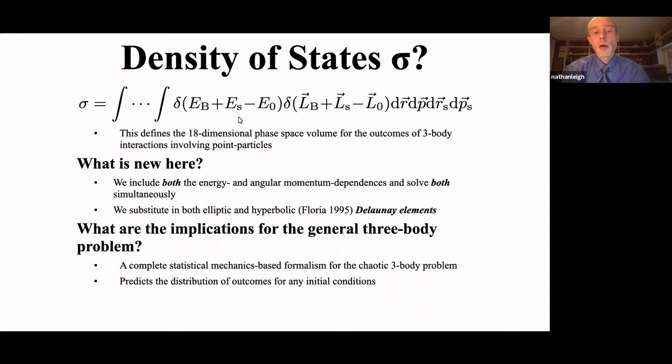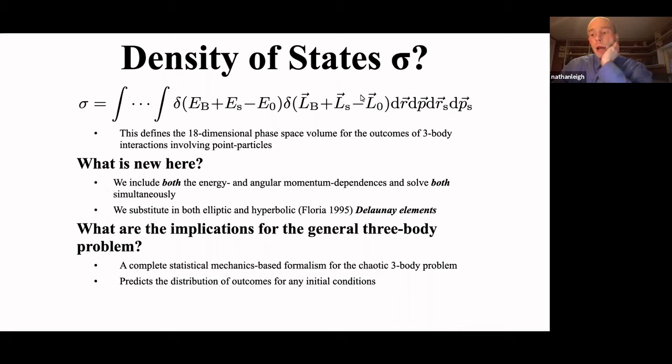So we know we need a probabilistic theory for chaotic regions of phase space, but how do we go about developing this? Well, for this, we invoke the density of states formalism. So what is the density of states formalism, and why is it so useful? Well, it gives the probability of obtaining any given outcome for a well-defined set of initial conditions. So for the three-body problem, it's an 18-dimensional phase volume describing the outcomes of a series of three-body simulations with the same total energy, angular momentum, and particle masses.